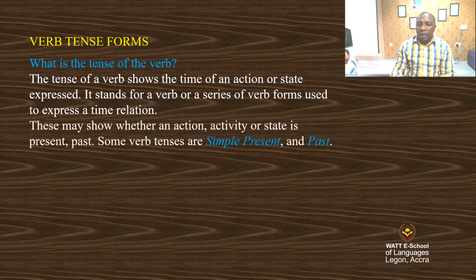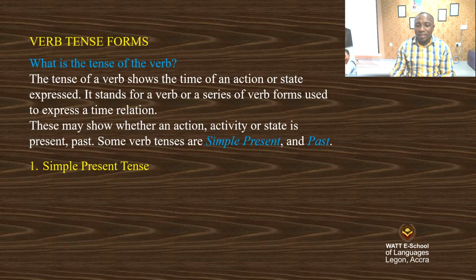I will try to explain that. The verb tense shows the time the action is taking place, or the action took place, or is being expressed. And at times you do have them in the present or in the past. So we are going to have a look at the simple present tense.